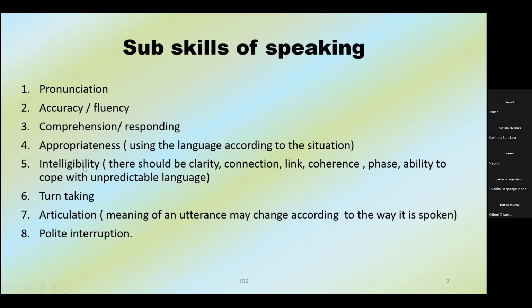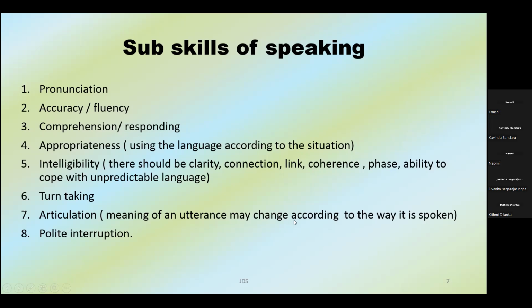Then the clarity of communication, using suitable cohesive devices, right? Linking devices. It can be the conjunctions, it can be the sequence markers, phrases, words, all those, right? Intelligibility of speech should be taught. Turn taking, we saw. Articulation.